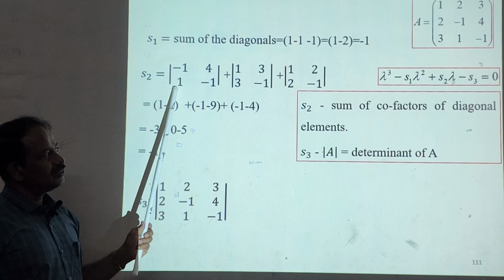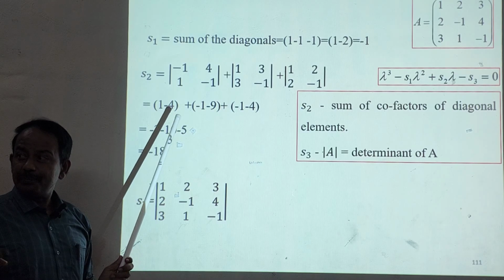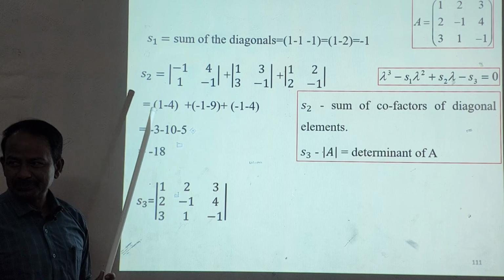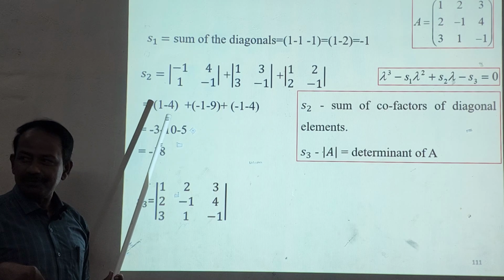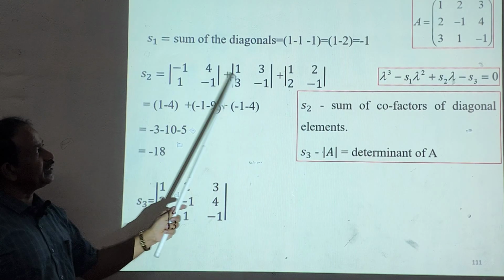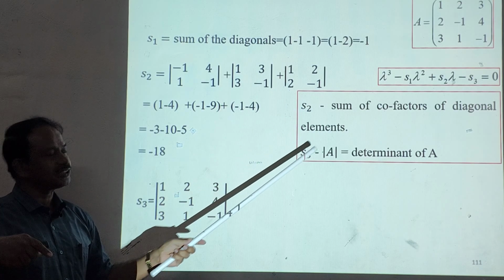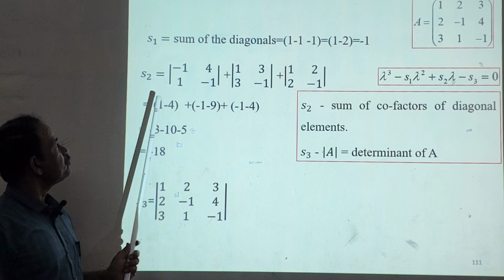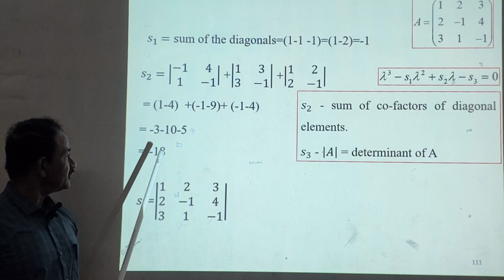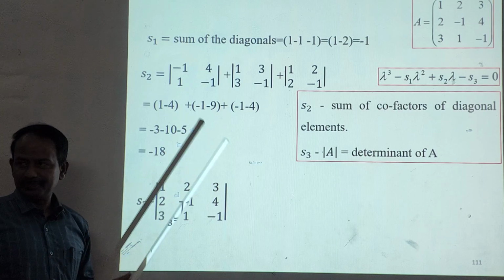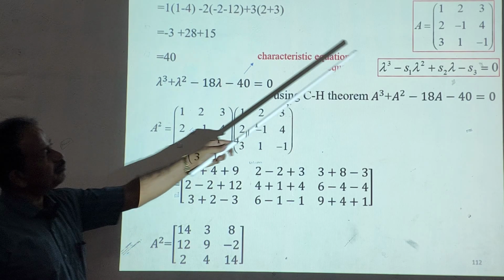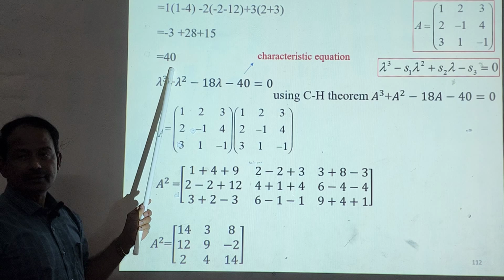So these are your cofactors of the diagonal. Can you remember, S2 is nothing but the minors of the main diagonal elements. So these are all main diagonal elements, you have to find the minors. Or otherwise we can say the sum of the cofactors of diagonal elements. Either way, after finding out, you will have minus 18. So S2 is nothing but minus 18. S3 is nothing but det A, the determinant of A, which can be easily found out. The determinant is nothing but 40.